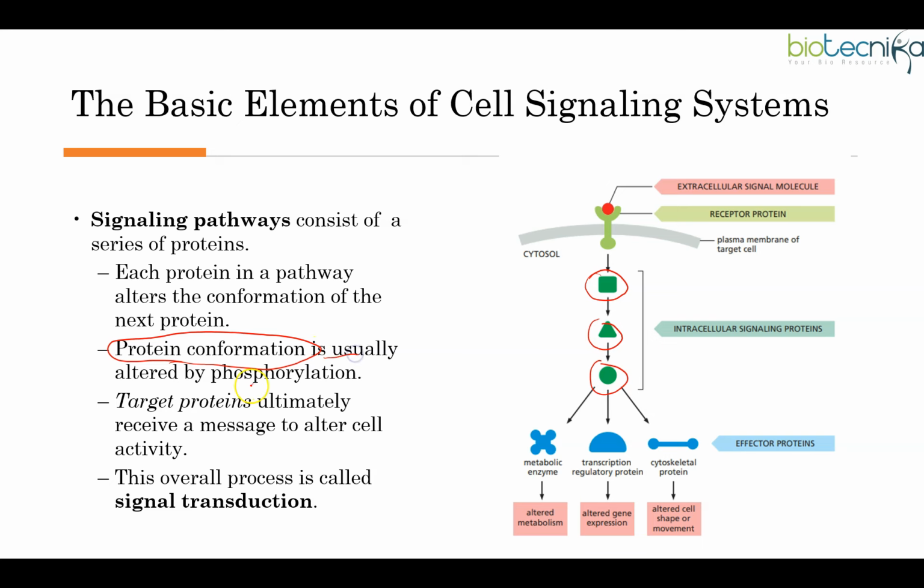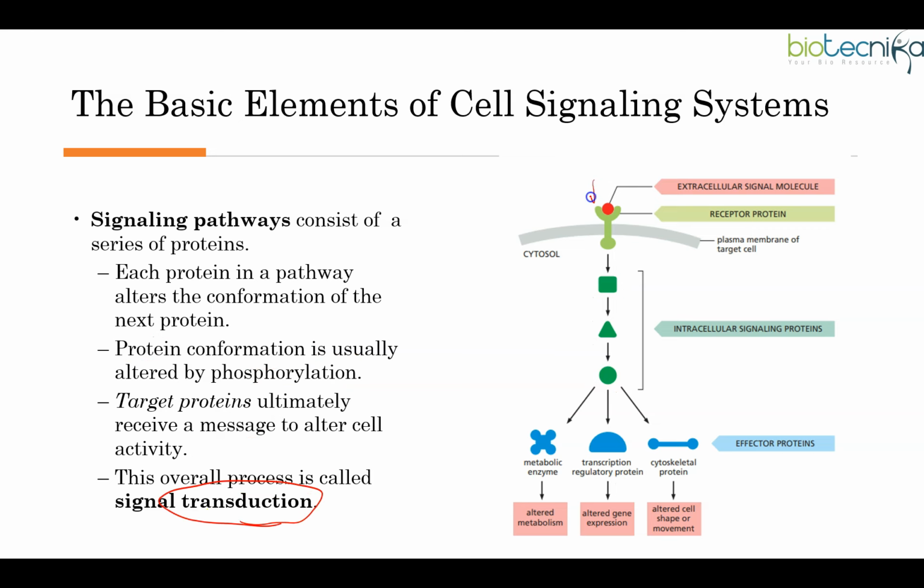So this is usually altered by phosphorylation. We know kinases will phosphorylate proteins, and that might turn on or turn off a particular enzyme. So basically they act as switches. Target proteins ultimately receive a message to alter the cell activity. Ultimately these target ones will receive the message to alter. This overall process is what is called signal transduction.